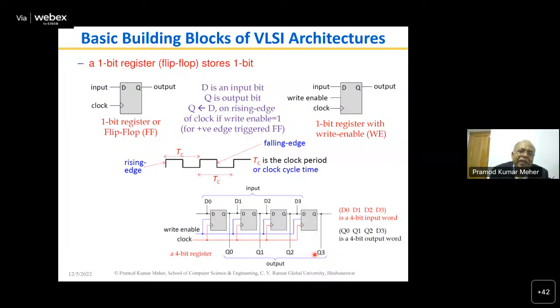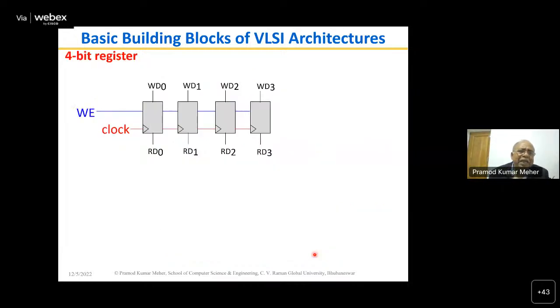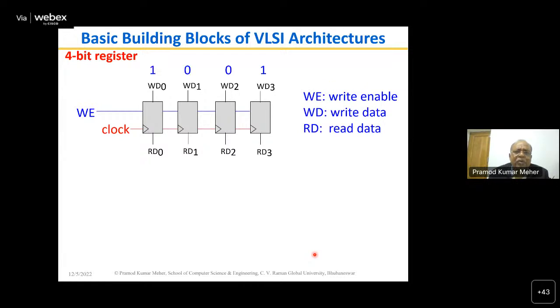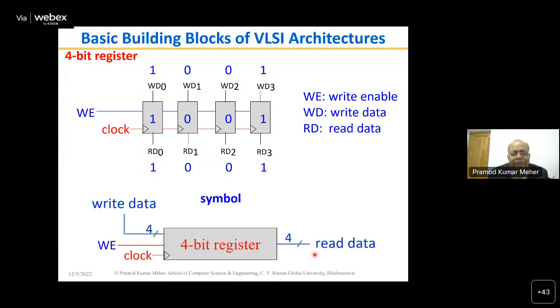Basically, these registers will have another role in pipelining the circuit. That means it will divide the circuit into 2 halves. When one half is doing a certain job, the other half will be doing some other job, which I will show. So for the 4-bit register, suppose write enable is high and write data is 1001. Then when the clock pulse goes high, on the rising edge of the clock, this will be stored and will be available as output.